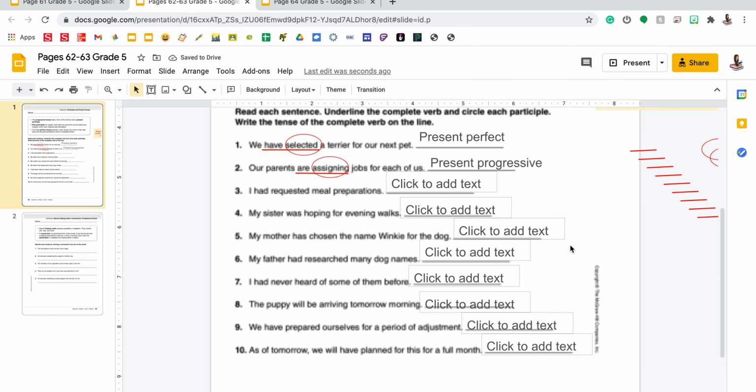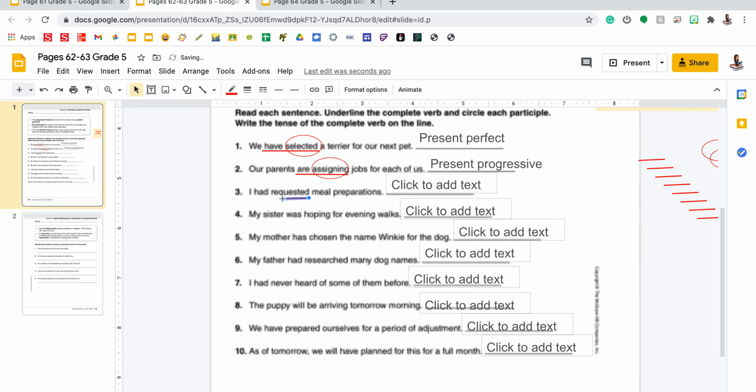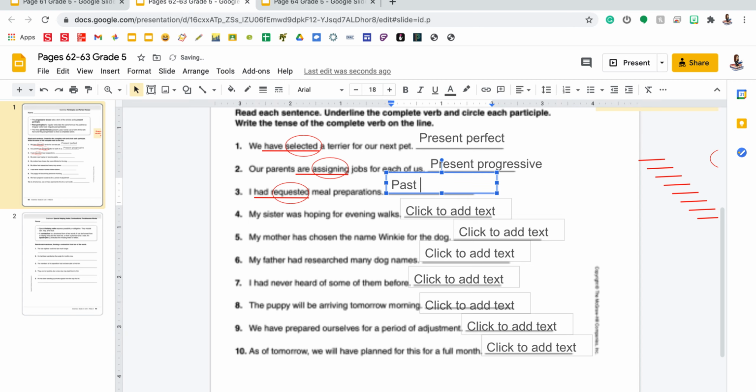I had requested meal preparations. Requested is my verb, my main verb. I need to click and drag to include had requested. And my participle is requested. I do not see it ending in ing, which would tell me that it's progressive. Therefore, I know it's in the perfect tense. And the word had before clues me into it being past perfect.